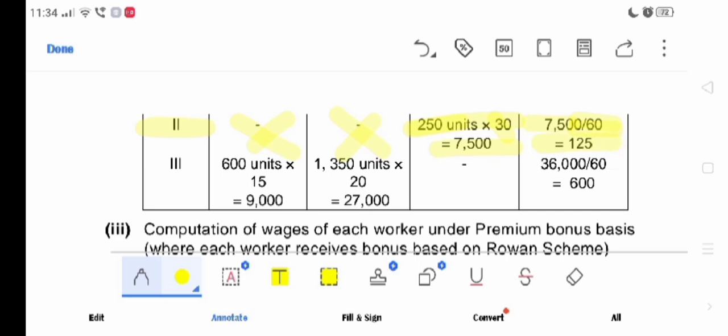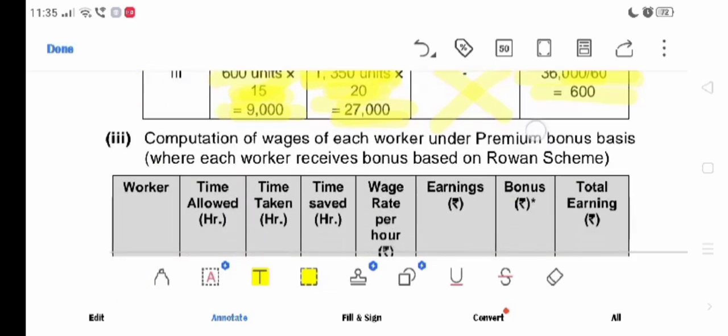Now worker number 3 has produced product X and Y and not product Z. So product X, 600 units he has produced. Per unit he is given 15 minutes, 9,000 minutes. And the same for product Y, 1,350 units he has produced. Per unit 20 minutes are allowed, 27,000 minutes. So 9,000 plus 27,000, 36,000 minutes are allowed. We need it in hours, so divided by 60, 600 hours are allowed for worker number 3. So all the time allowed is given, no?